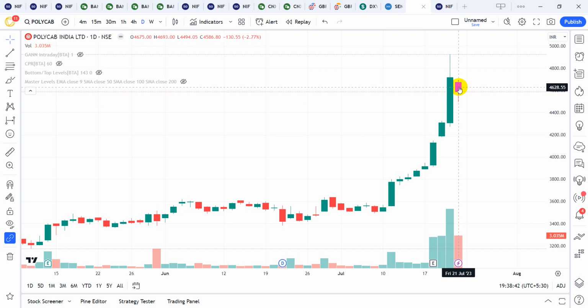These are just a particular method or an edge, and an edge is what we call an educated guess. We're just trying to make a guess with probability, which we feel will work in our favor. If it doesn't work, we have to accept it and move on to the next trade. So yeah, that's about it.